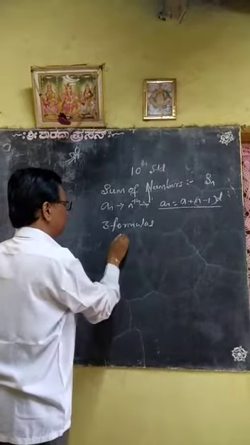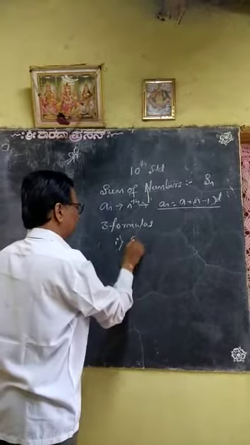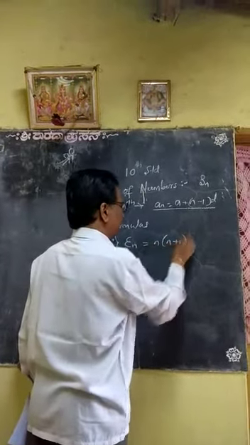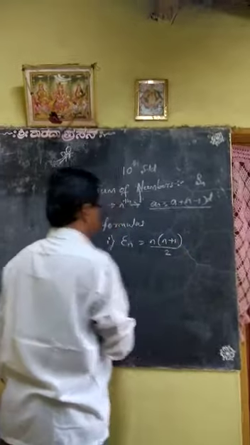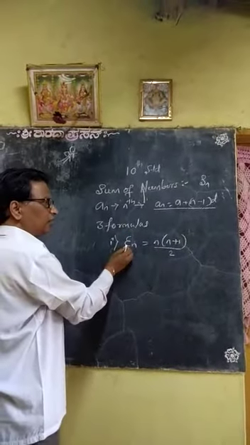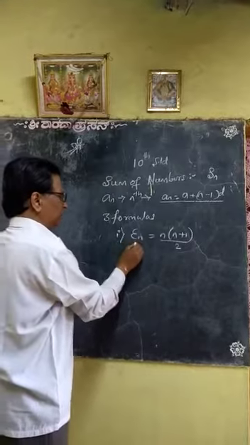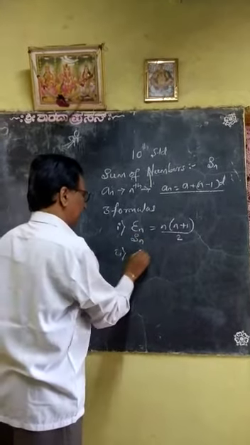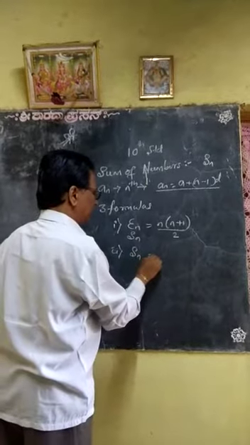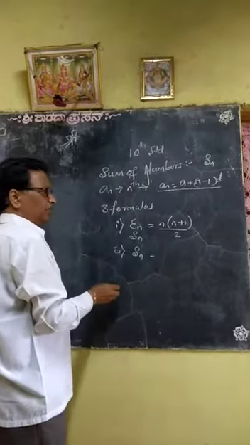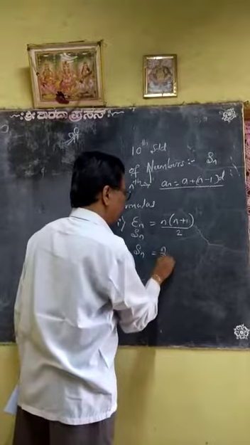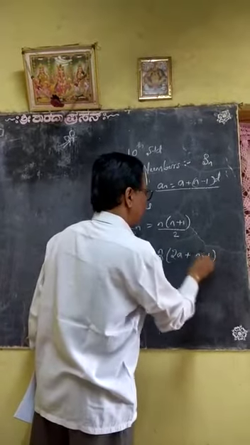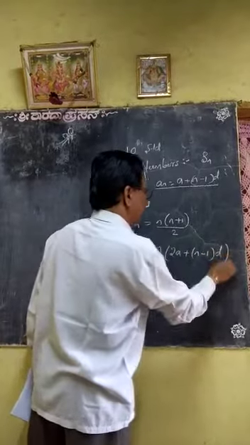Number one, sigma n is equal to n into bracket n plus 1 upon 2. Sigma n is the sum of the numbers, or the Sn. Number two, once again sigma n is the sum of the n. Sn is equal to n upon 2 into bracket 2a plus n minus 1 into d.